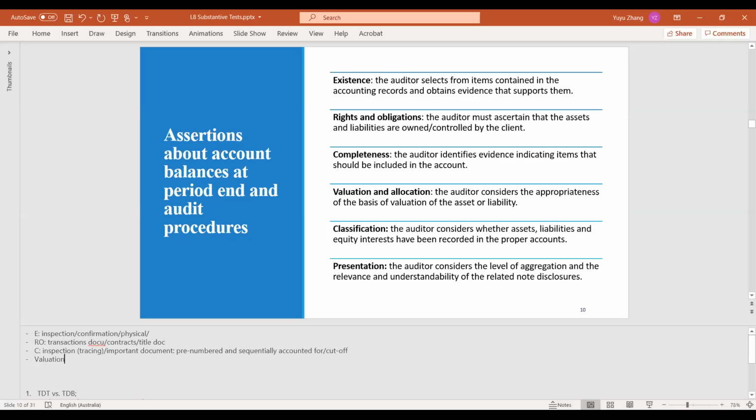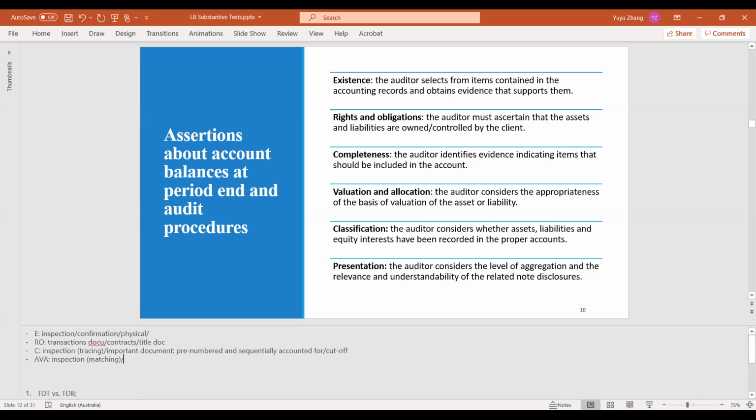So what about valuation? Accuracy, valuation, and allocation assertion. Maybe also inspection. So what are you going to inspect? Like documentary inspection, pricing or summarizing the accounts payable. So you actually check the details of those underlying documents, try to match all the details which are relevant to the values, right? Yes.